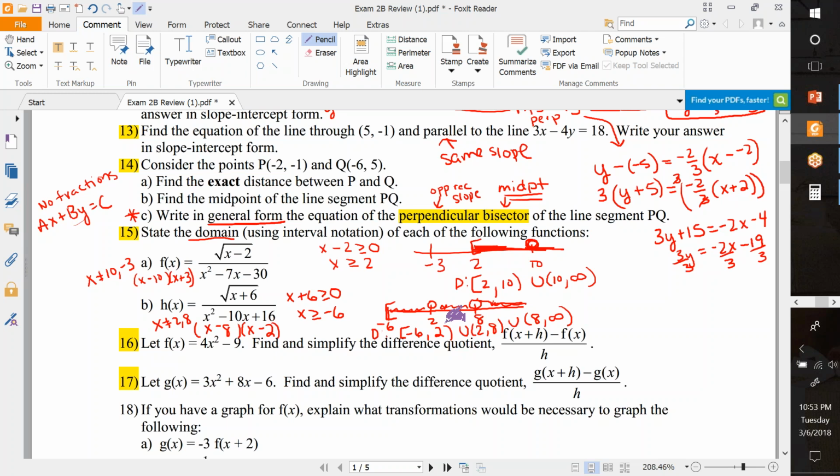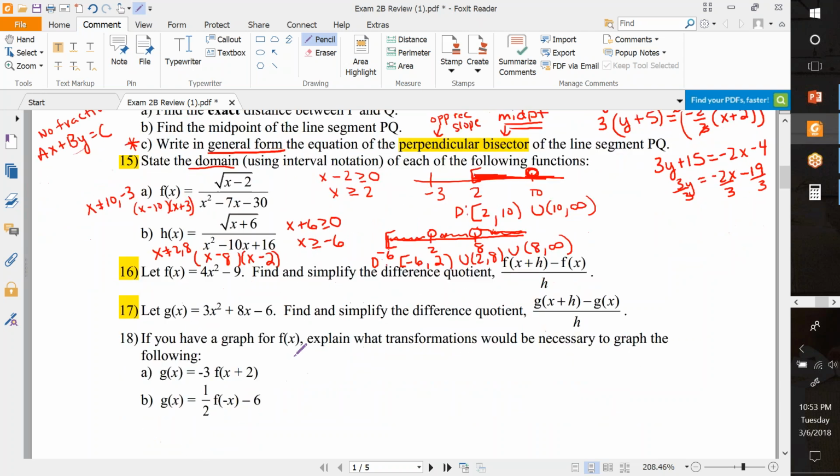Does that clarify or help for number 15? Are we good?